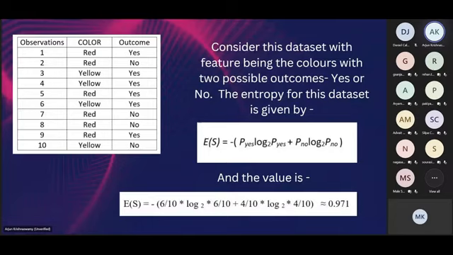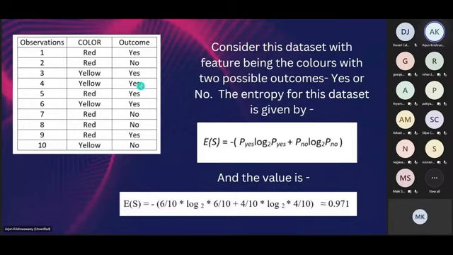And our objective is to again predict if the outcome of the observation is yes or no. The entropy formula was minus summation pi log pi. So the original data set is the entire 10 observations, which has six outcomes as yes and four outcomes as no.